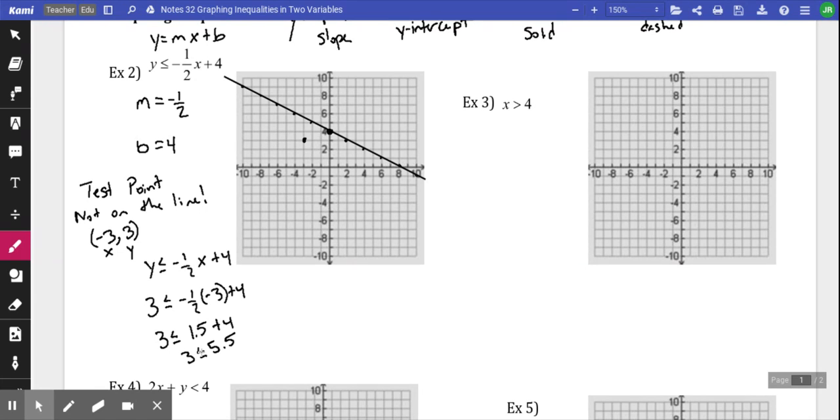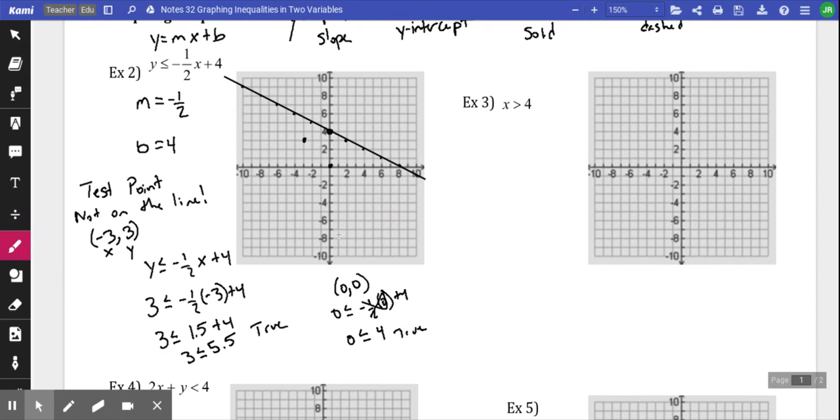So is 3 less than 5.5? Is that a true statement or not? Because I know they're not equal. That one is true. So because it's true, it means that this is a solution. If I picked another ordered pair, so let's say I chose (0, 0) and plugged it in, I would have 0 is less than or equal to -1/2 times 0 plus 4. This gives me 0 is less than or equal to 0 plus 4, which is 4. 0 is less than 4, that's also true. So that means that this is another solution.